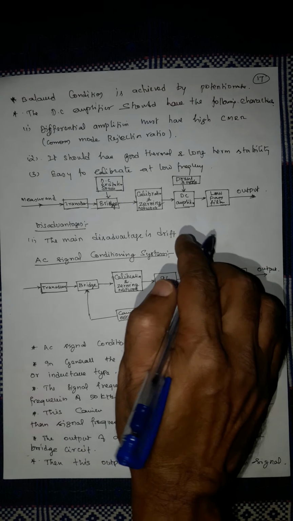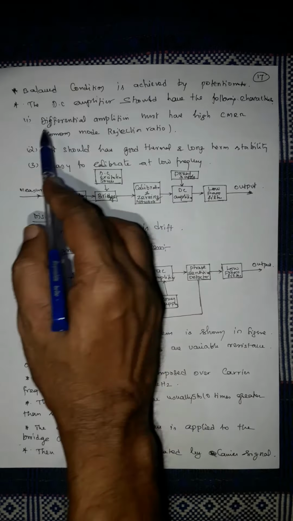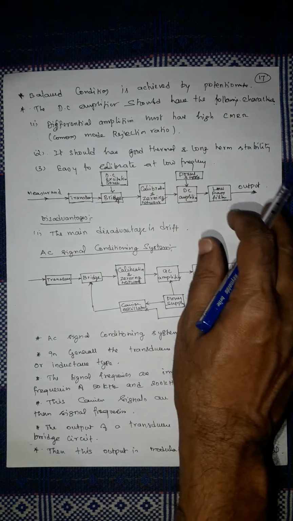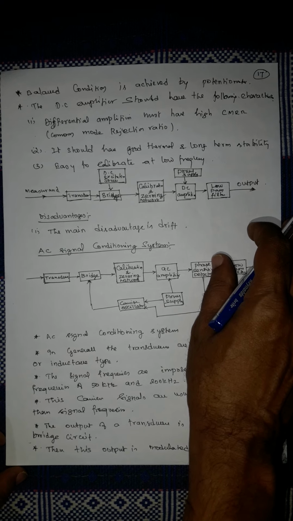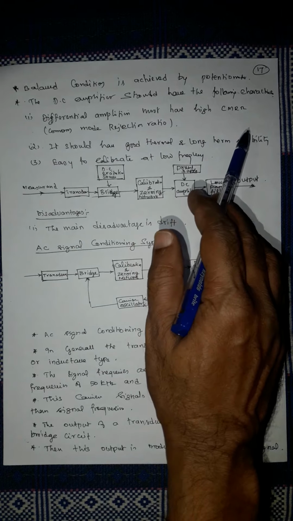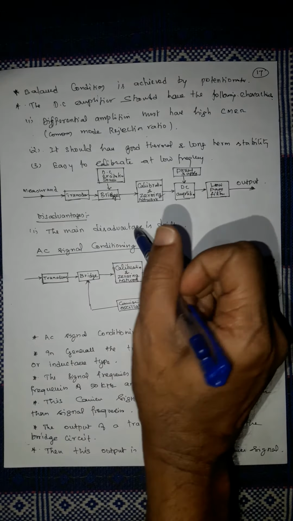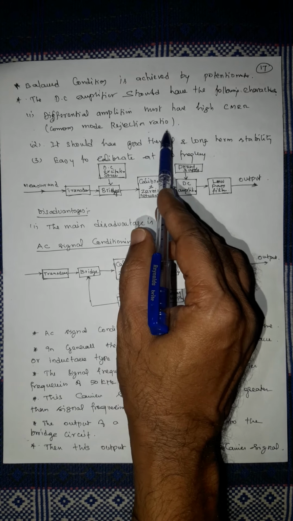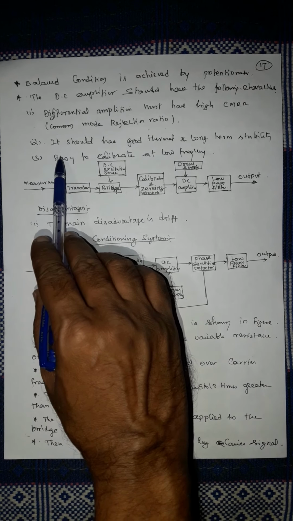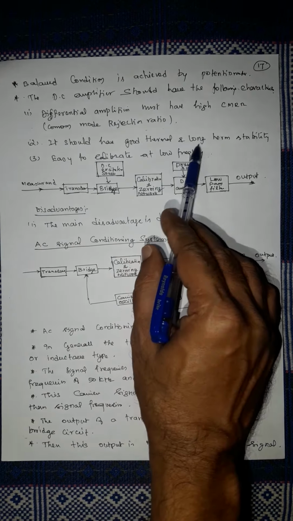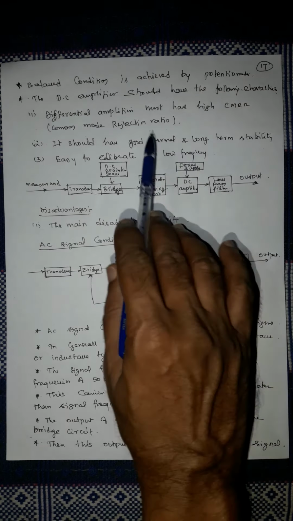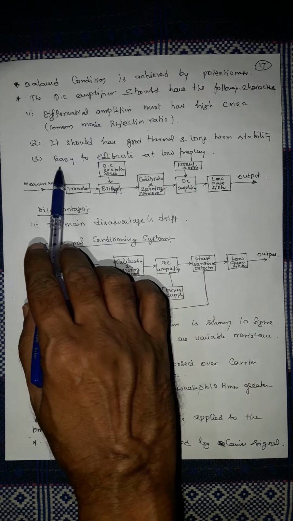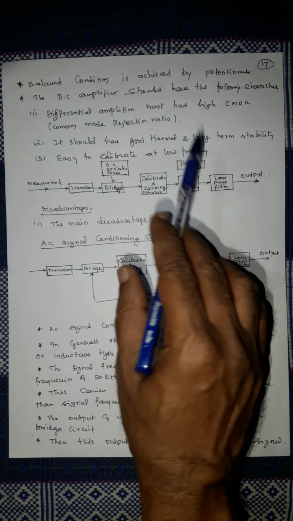The DC amplifier should have the following characteristics. First, the differential amplifier must have a high CMRR, common mode rejection ratio, which you studied in linear integrated circuits. It should have good thermal and long term stability. Stability should be good. And it should be easy to calibrate at lower frequency.